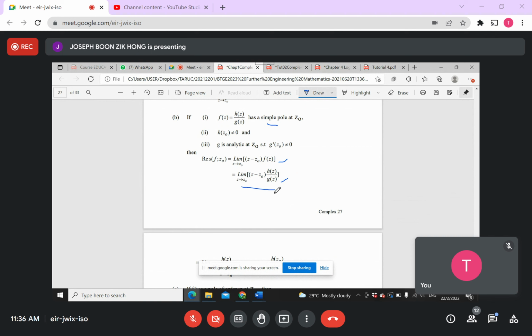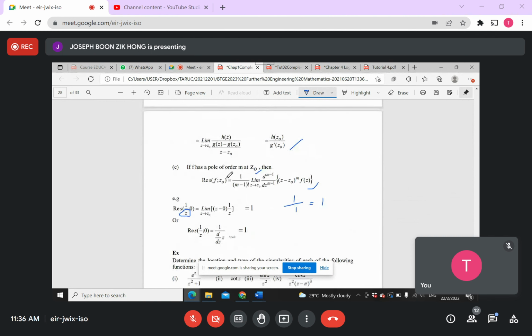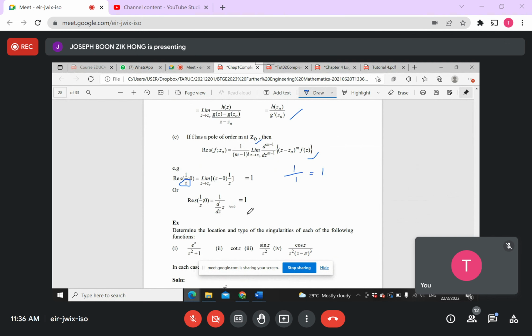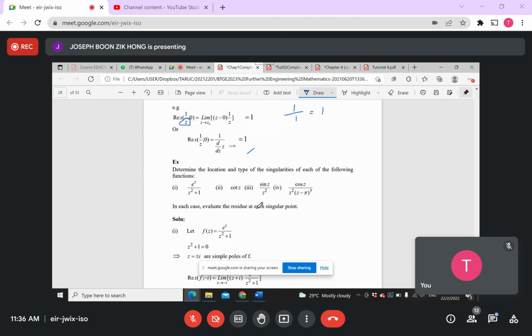Okay, so now we have a look. This is the second one. This is when you have a simple pole. Okay, now this is an example. Now we have a look at the example. I want to find the location and type of singularity.